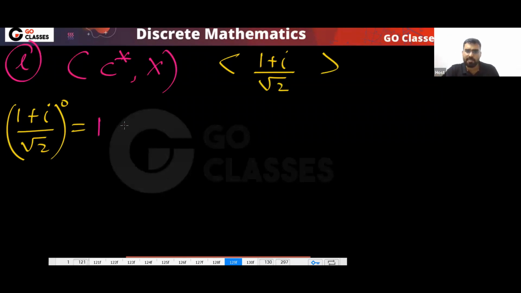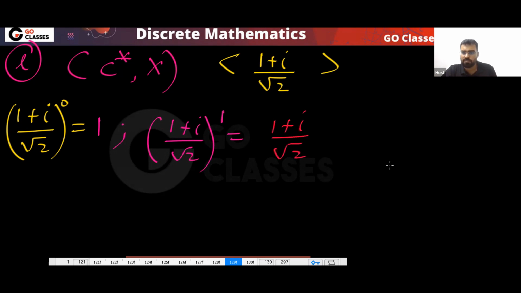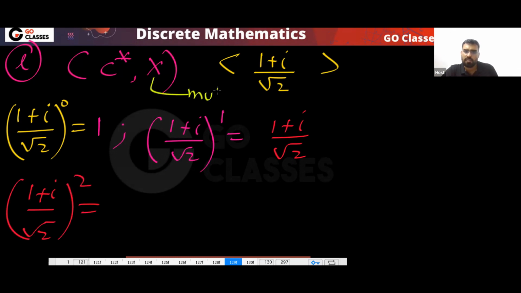That will be the identity element. Okay. What is this power 1? What will that be? That will be this itself. And what will be its square? Because the operation is multiplication. So what will be the square?